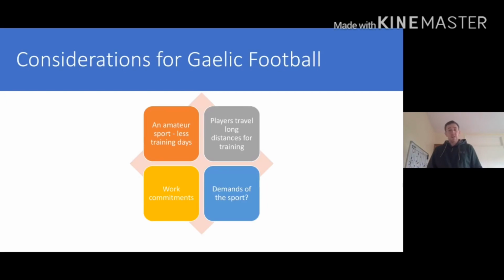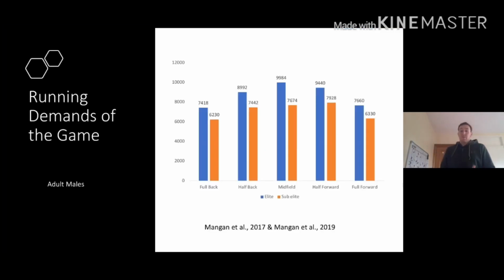And also, what are the demands of the sport? Okay, so before we went about designing this training model, we had to look at the demands of the sport. So here is just a graph comparing the run demands of the game, and we're comparing elite to sub-elite male Gaelic football players. It's an obvious enough observation that the elite players will run more than sub-elite because they play for 10 minutes more. Okay, so that's fairly straightforward.